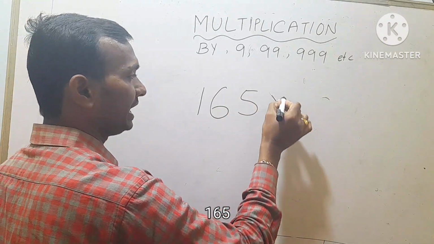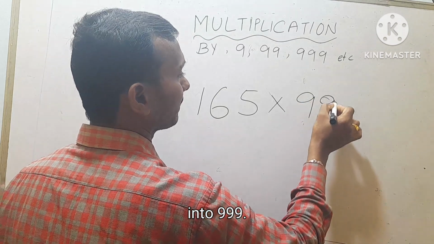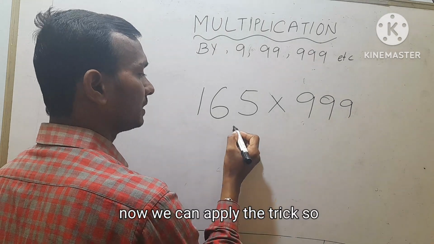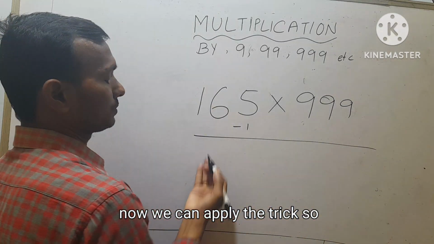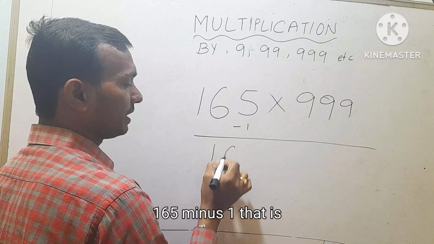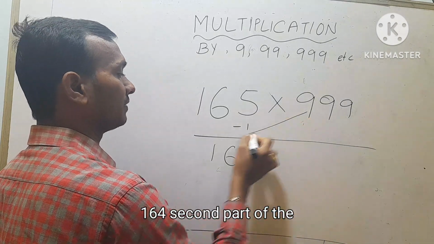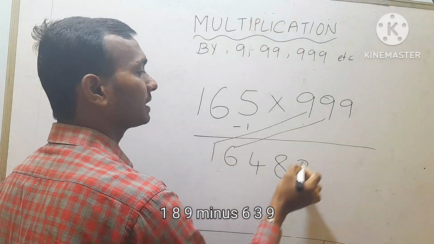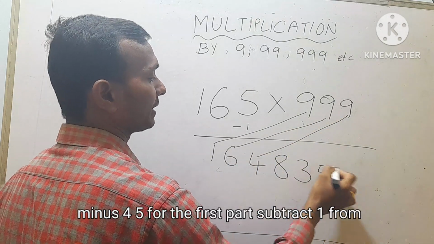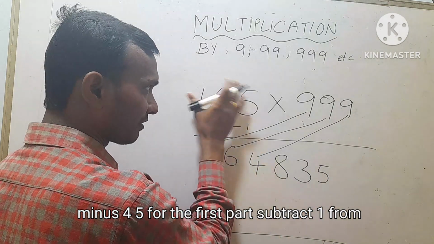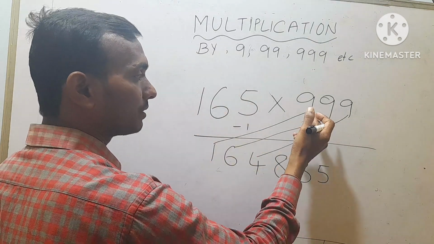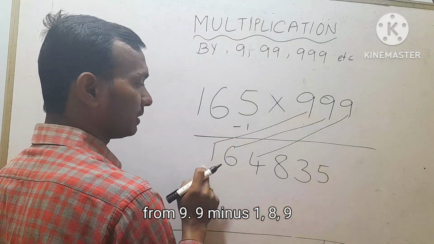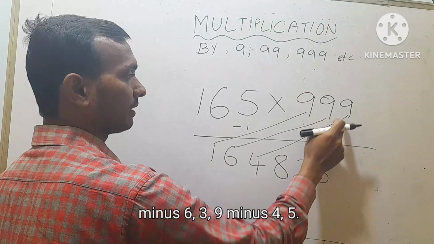165 into 999. Equal number of digits, equal number of 9s. Now we can apply the trick. So 165 minus 1, that is 164. Second part of the answer. 9 minus 1, 8. 9 minus 6, 3. 9 minus 4, 5. For the first part, subtract 1 from the given number. For the second part, subtract these digits from 9. 9 minus 1, 8. 9 minus 6, 3. 9 minus 4, 5.